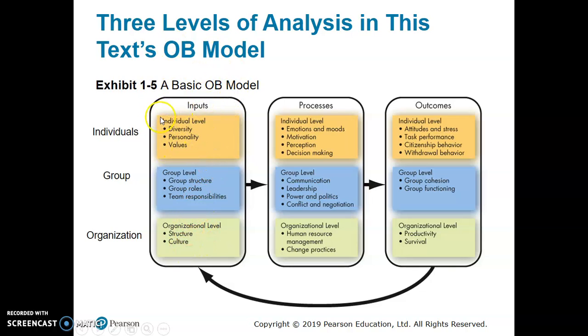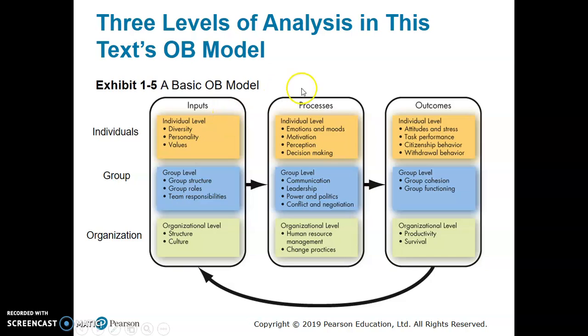So this model explains the effects of this on this. Basically, this is the cause, this is the effect, and in between is the process. Input is the cause, outcome is the effect, and process is the interaction between inputs and outcomes, or between cause and effects. Process can be in terms of emotion, moods, motivation. At the group level it may refer to communication, leadership, power, politics, and at the organizational level it may involve human resources, change practices, and so on.